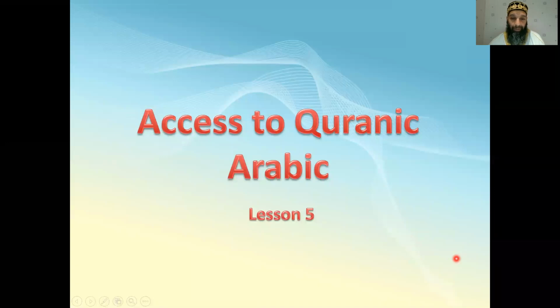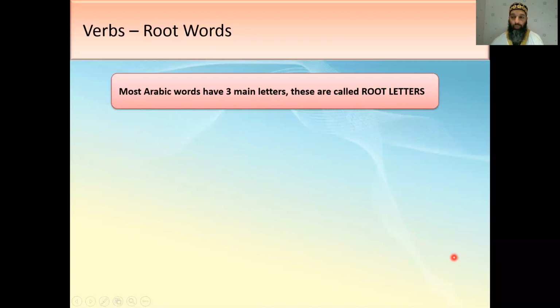Right, we've finished noun land. Nouns are finished. Noun land is done. Now we are going to talk about verbs. What is a verb, please? Anybody?